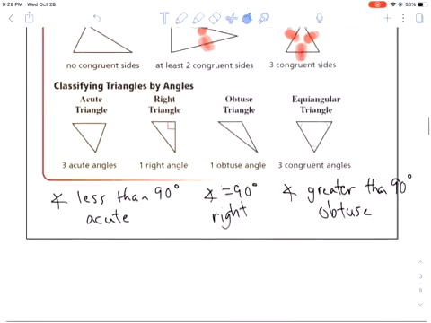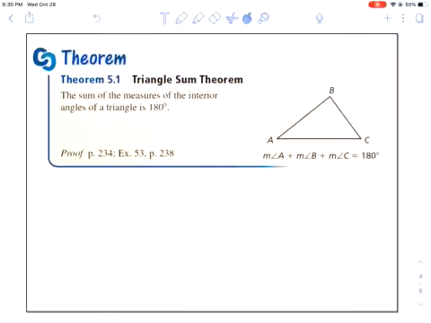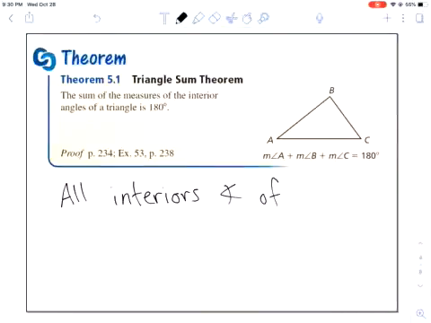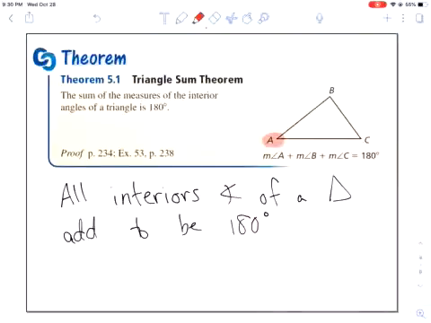Now, like I said, we're going to be using different rules today to solve for parts of a triangle. The first one, and the one we actually use probably the most often, is the triangle sum theorem. And this just says all interior angles, that means inside, of a triangle add to be 180 degrees. So angle A, angle B, and angle C all add together to be 180. That's the interior angle sum theorem, or the triangle sum theorem. All inside angles add to be 180.